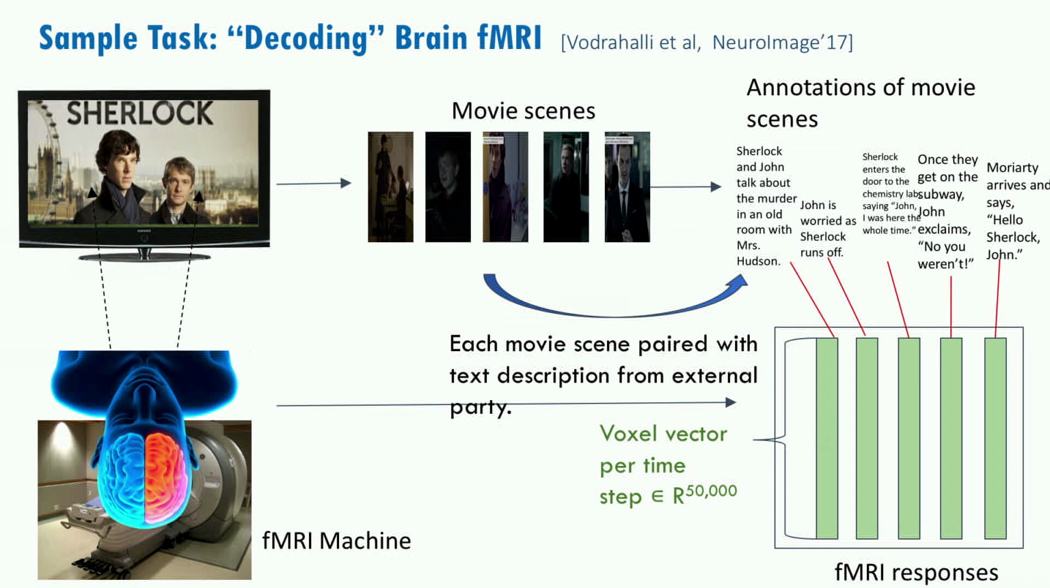So something like, Sherlock and John are talking about the murder in an old room with Mrs. Hudson. So that's an annotation of a few seconds. Things like that. So now we replaced it with this text every 5 seconds. And you also have this voxel vector every 5 seconds of blood flow measurements. And now you're trying to relate the two.